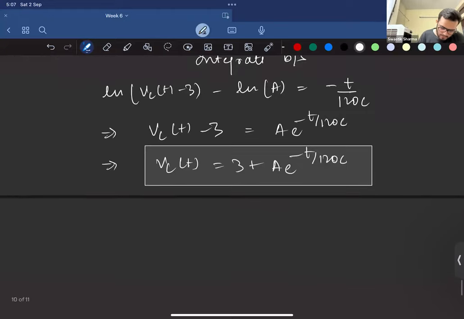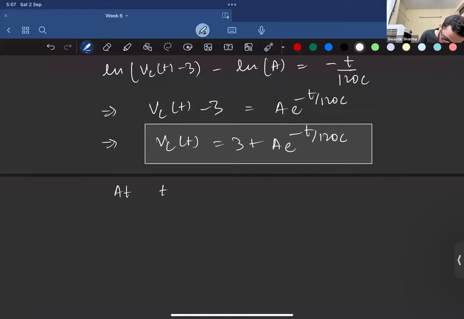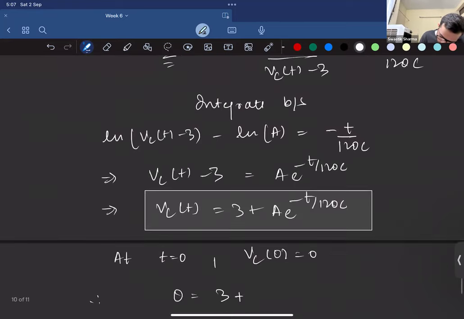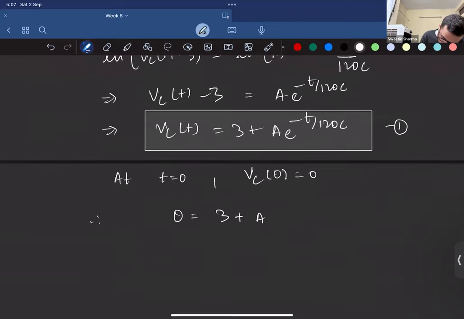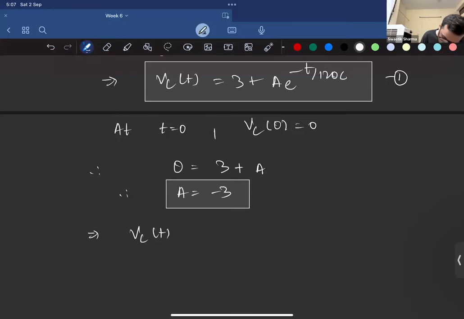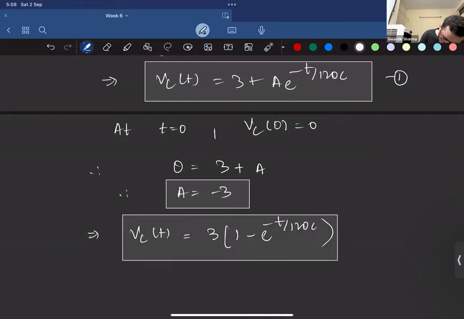Okay, I'll move on. So at t equal to 0, we know the capacitor was uncharged. Therefore, VC(0) is 0. Therefore, equating it in the earlier equation, we got A is minus 3. Which means VC(t) is nothing but 3 (1 minus e raised to power minus t by 120C). Right? So we got VC.